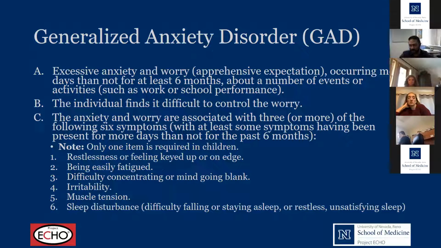The most common thing we see in kids is they can't shut their mind off at night. They have racing thoughts about something that's happening the next day or about other worries. Then they get easily fatigued during the day because of all the worry, or they're feeling really tense. A common presentation in kids is irritability.